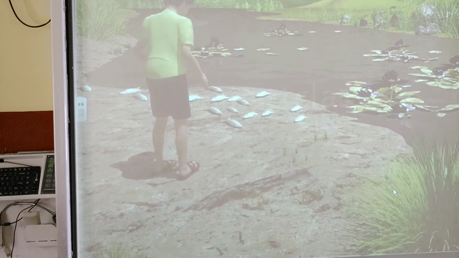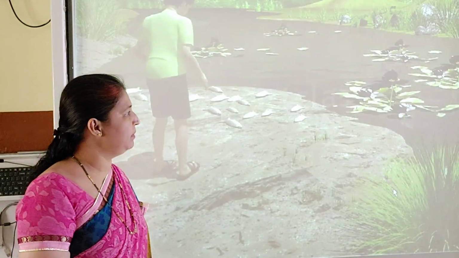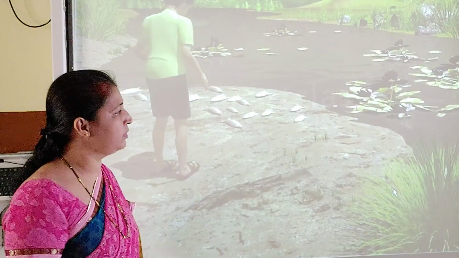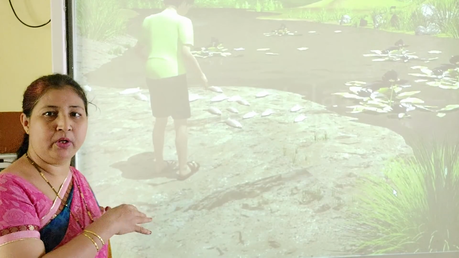So factory waste, what happens? A lot of waste is being thrown in the water. So the animals which are living in the water, this is very harmful for them. Many may die also, even the plants. So how is it treated when it contains more acid?